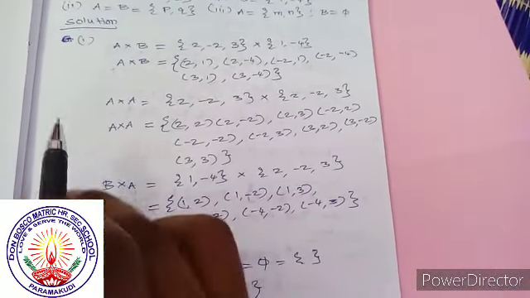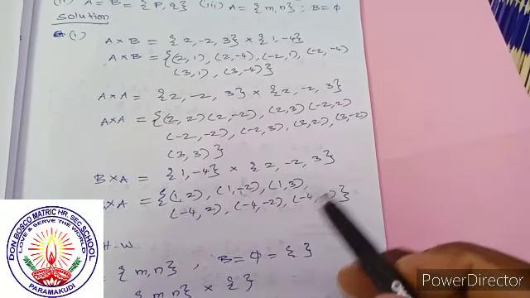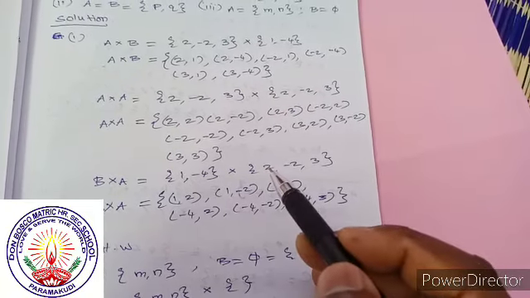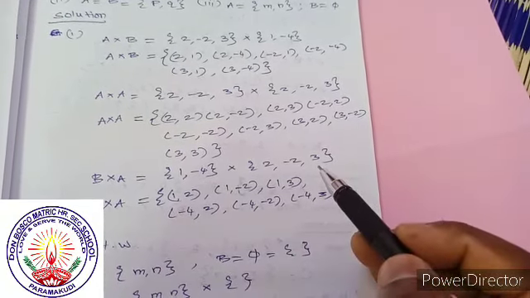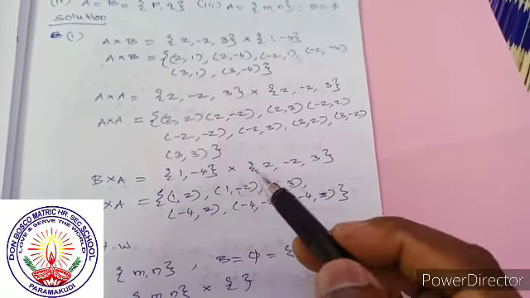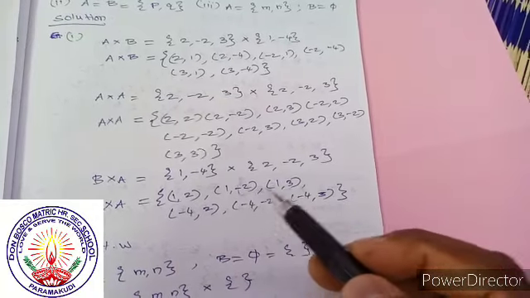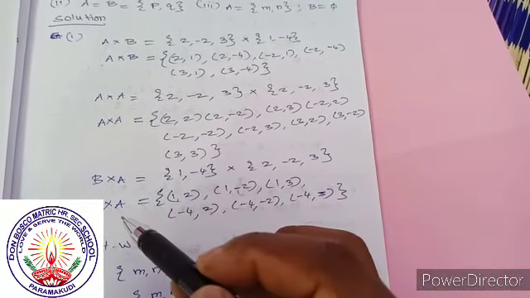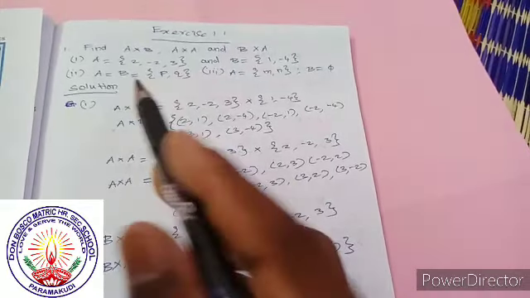Next one, B cross A. What is B cross A? First you have to write B, the next one A. What is B? {1, -4}. A is equal to {2, -2, 3}. Now Cartesian product, take first element from the first set, 1. Here one element 2: (1, 2), (1, -2), (1, 3). Like that the next element -4: (-4, 2), (-4, -2), (-4, 3). So (1, 2), (1, -2), (1, 3), (-4, 2), (-4, -2), (-4, 3) is the Cartesian product of B cross A. So we have found A cross B, A cross A and B cross A for the first subdivision.